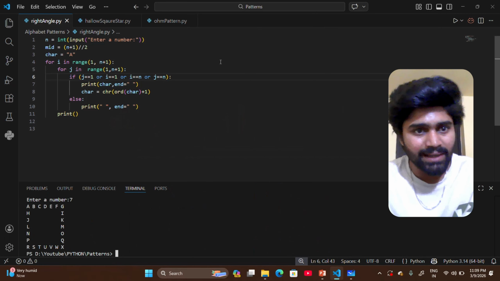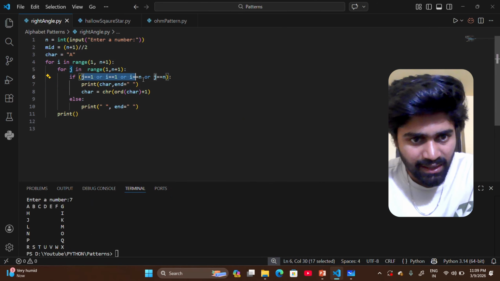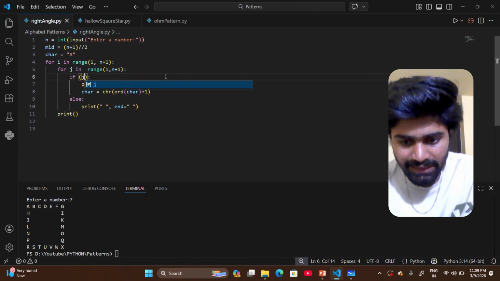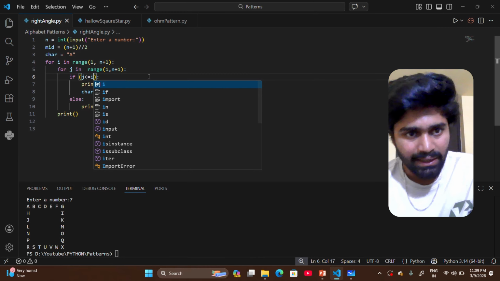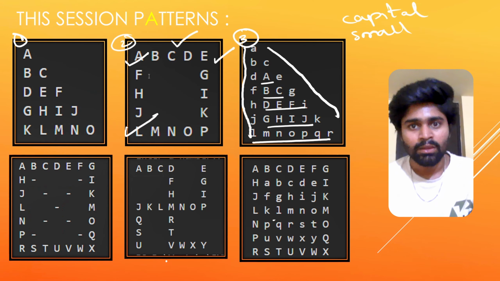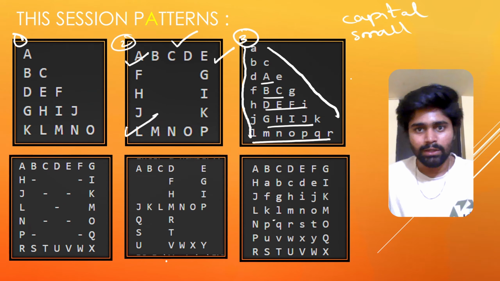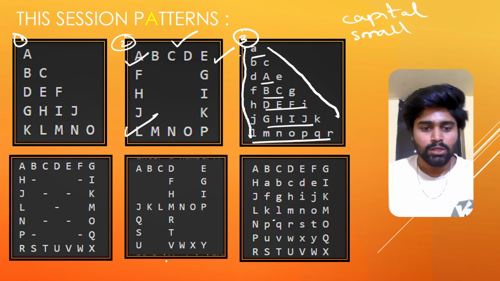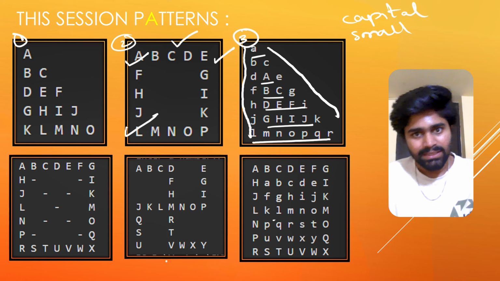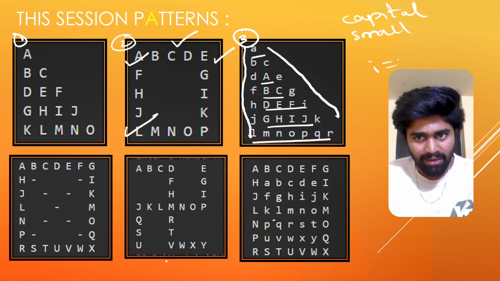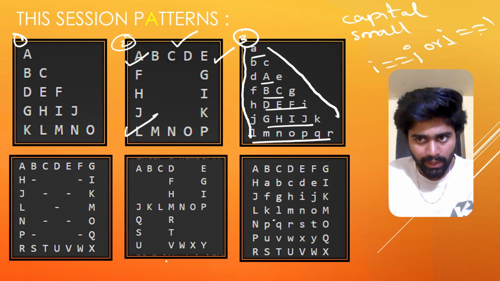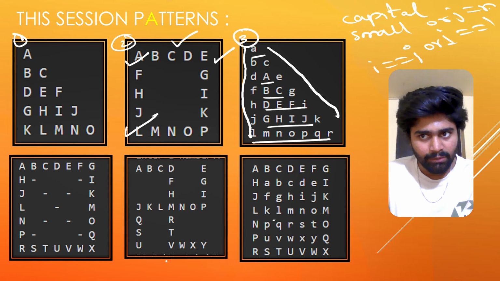To form the right angle triangle, we need the one condition, j less than or equal to i only. But here you need to understand one thing. First, what are we going to print here? We are going to print the small character. To print the small character, there is one condition: whenever i value equals j, or else j value equals 1, or else j value equals n.